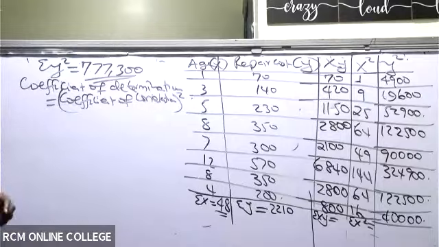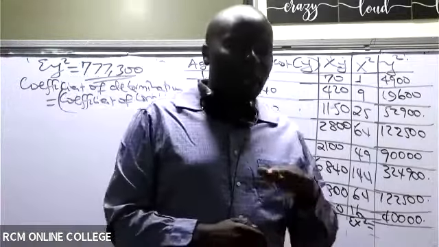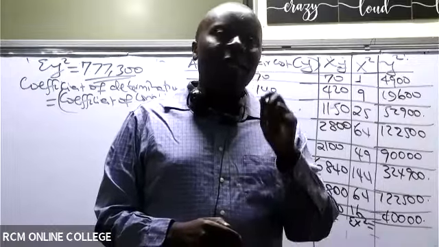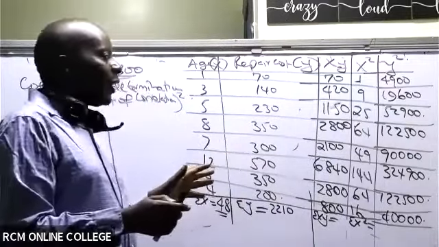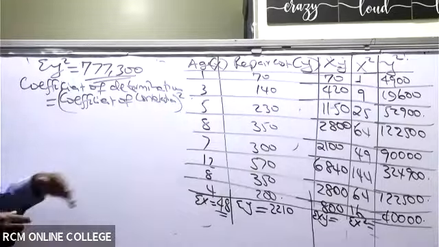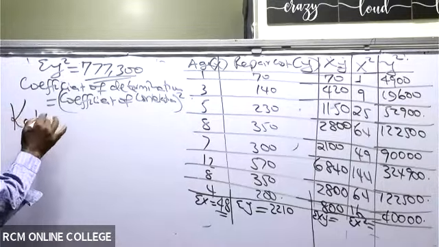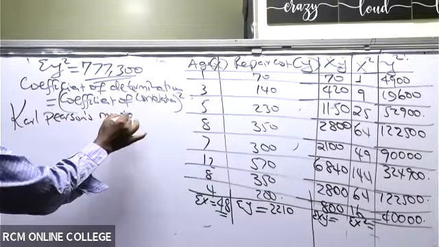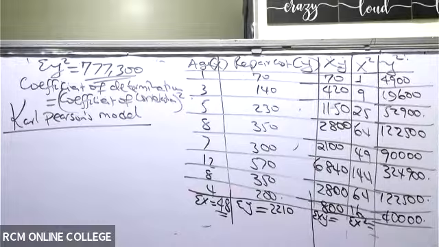Then remember, yesterday I told you that we have got two models of getting coefficient of correlation. We have the ranks model, and then we have the Karl Pearson's model. For quantitative variables, like these, we shall use the Karl Pearson's model. So how do I get the Karl Pearson's model?